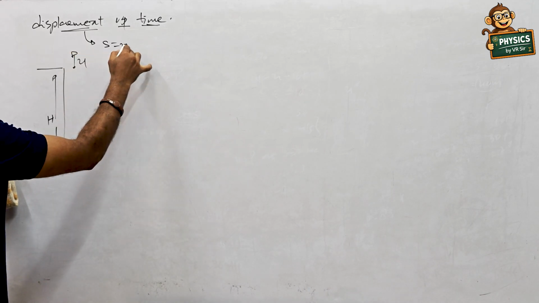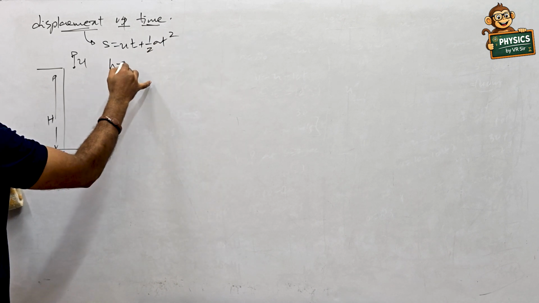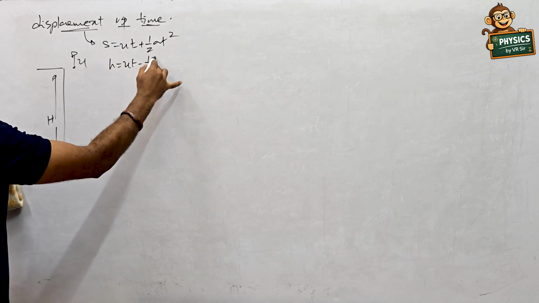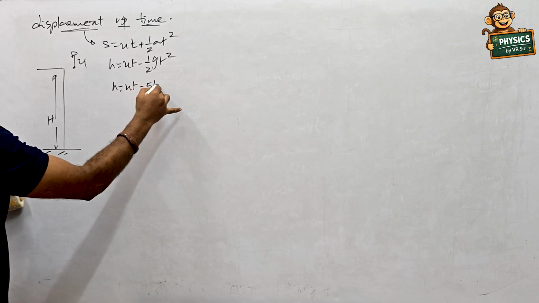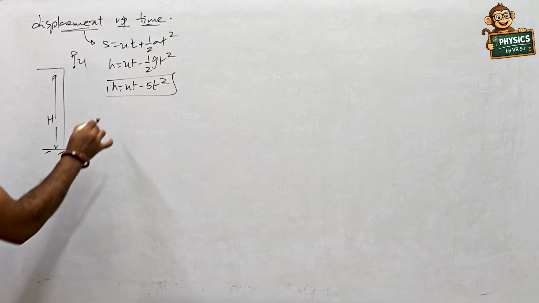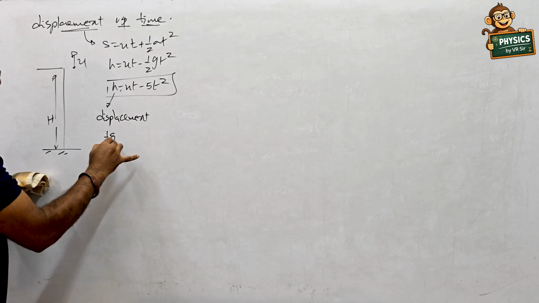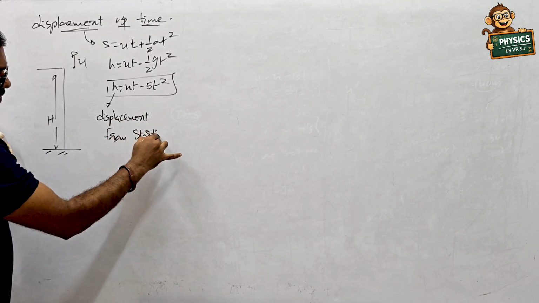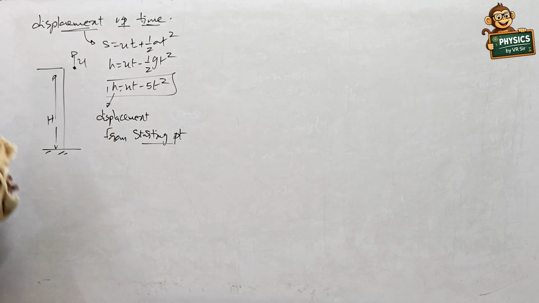Of course, S is equivalent to ut plus half at square, and h is equivalent to ut minus half gt square. So h is equivalent to ut minus 5t square, and this is the formula. And please remember, h is nothing but the displacement. So displacement from starting point of the object. Displacement from the starting point, from here, not from the ground.